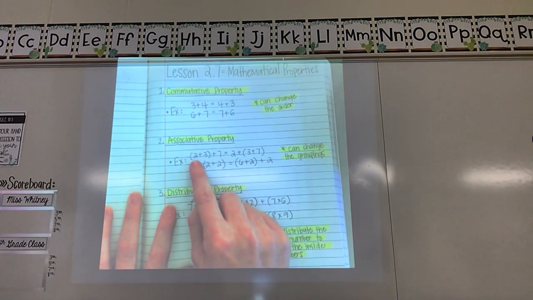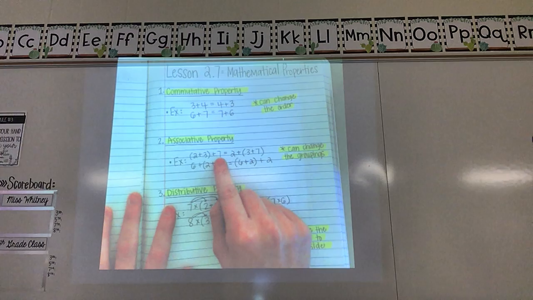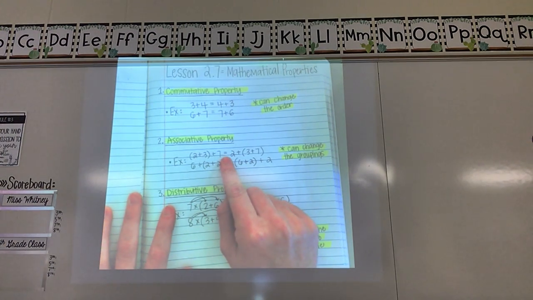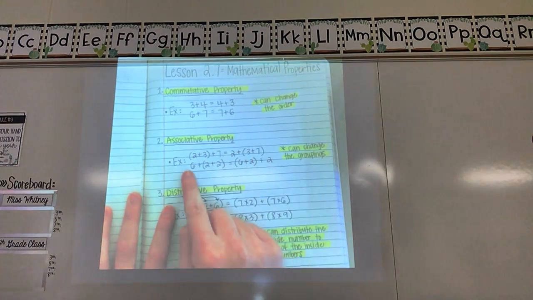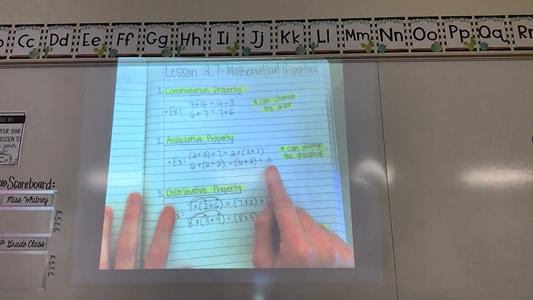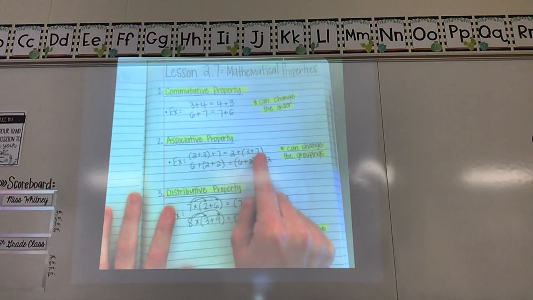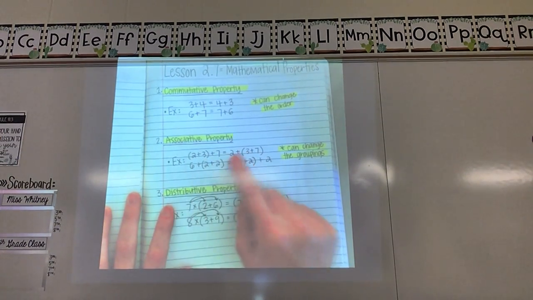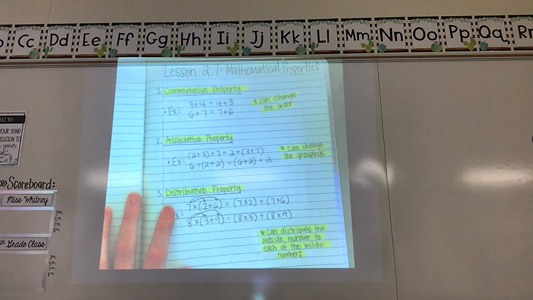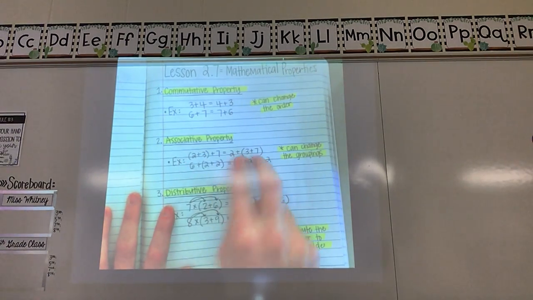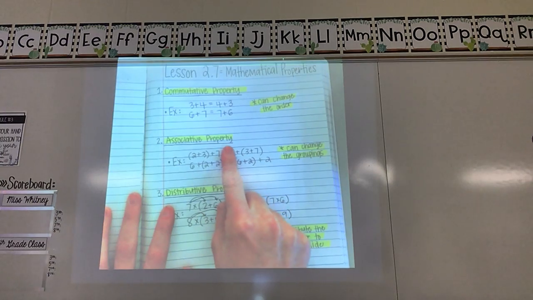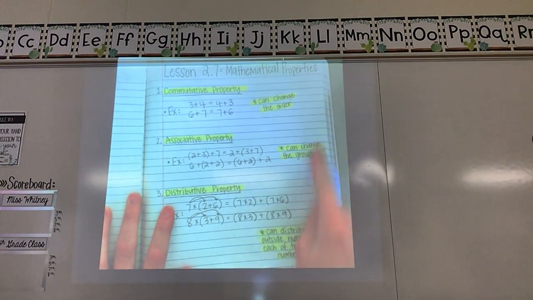The second property that we talked about was the associative property. I have 2 plus 3 plus 7 is the same as, or equal to, 2 plus 3 plus 7. Or there's another example here with 6s and 2s. But if we take a look at this, you will notice that the numbers stayed in the same order this time. We have 2, 3, 7, 2, 3, 7. However, something did change. We changed what numbers were grouped together in our parentheses. And that's okay. The associative property tells me that I can change my groupings.